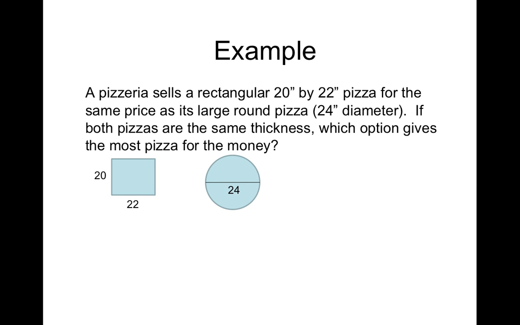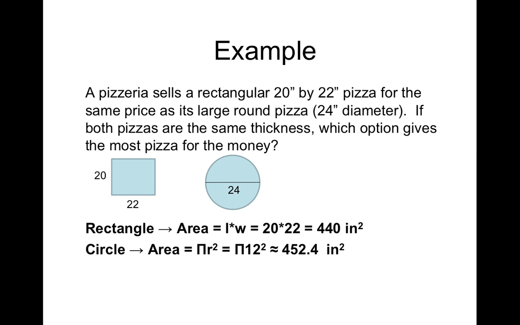We know that one is 20 inches by 22 inches. The other one has a 24-inch diameter. And so we need to think about how we would find the area of both of those shapes. So a rectangle is length times width. You go 20 times 22, you get 440 square inches.